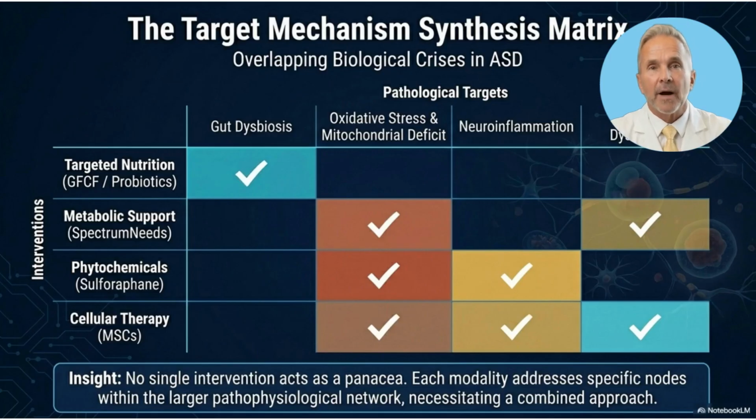When we look at overlapping biological crises in ASD, gut dysbiosis, oxidative stress, neuroinflammation, and synaptic dysfunction, a clear picture emerges. As the matrix shows, targeted nutrition helps the gut, while metabolic support, phytochemicals, and cellular therapy provide varying degrees of support for the mitochondria and the brain. The core insight is this: no single intervention acts as a panacea. Each modality addresses specific nodes within the larger pathophysiological network, necessitating a combined approach.